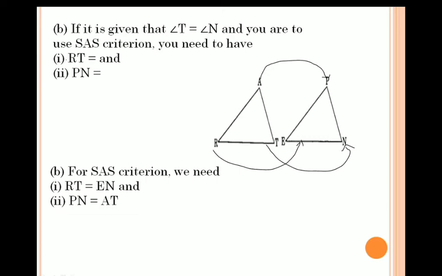So now we want RT. Where is the RT? RT corresponds to EN. Look here. And PN, where is the PN? PN corresponds to AT. So like that, by using corresponding rules, we can easily find out the congruence criterion.